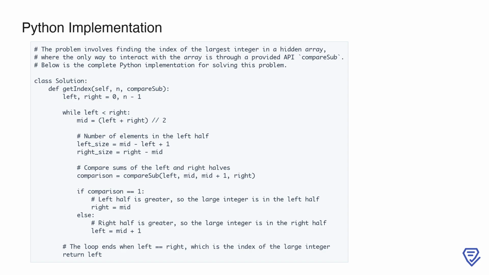For termination, when left equals right, the search converges to a single index, which is the position of the large integer. The method returns this index. This approach ensures efficient search with a time complexity of O(log n), as the search space is halved in each iteration. The binary search strategy minimizes the number of compareSub calls, adhering to the problem's constraints.